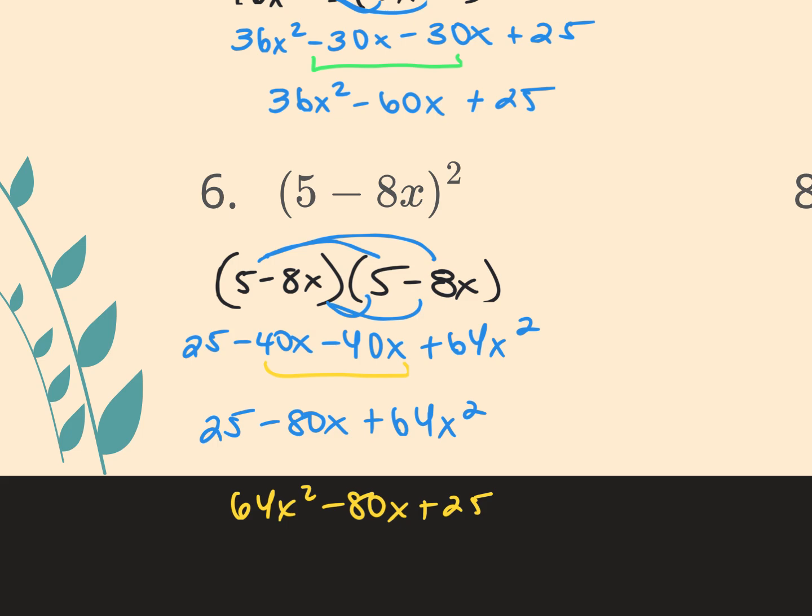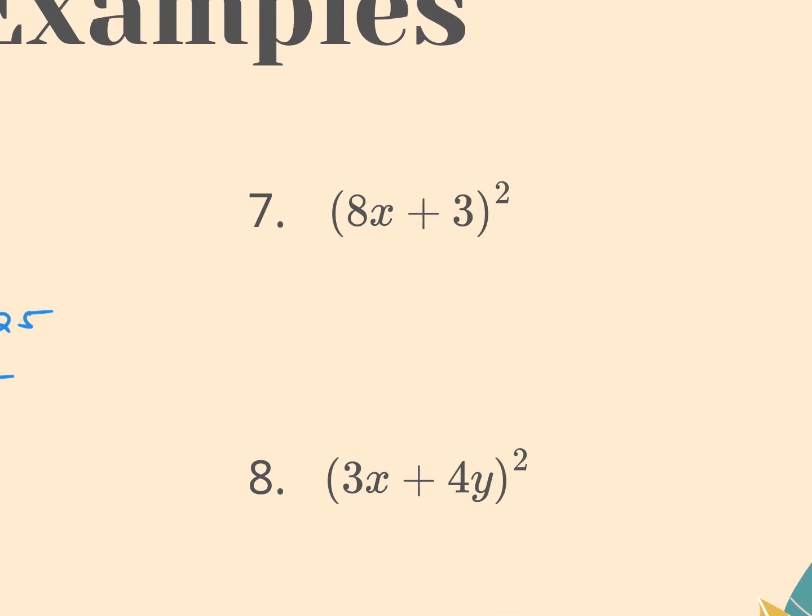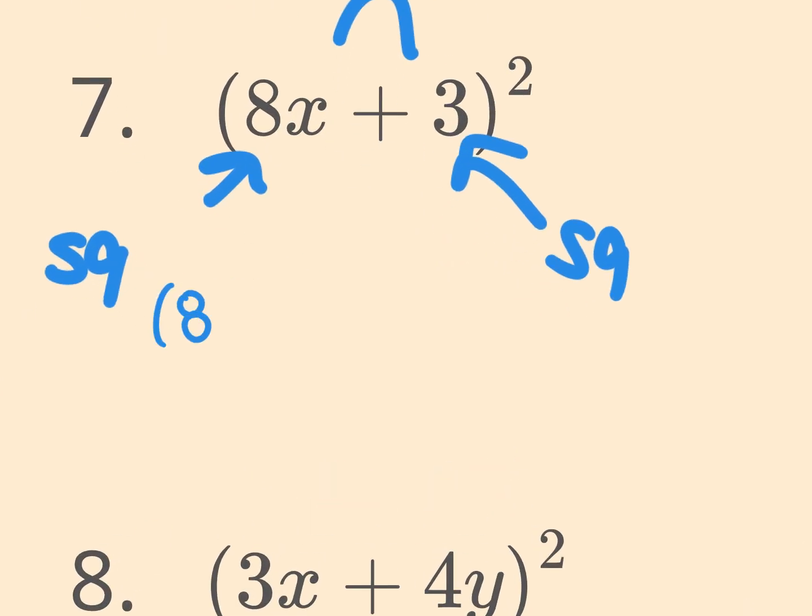If you wanted to try to do this without actually FOILing it out, what you end up doing is you square that term, you square that term, you multiply these two together times 2. So it'd be 64x squared plus 48x plus 9. You guys are like, what? If that doesn't make sense to you guys, write it out. You have 8x plus 3 times 8x plus 3.